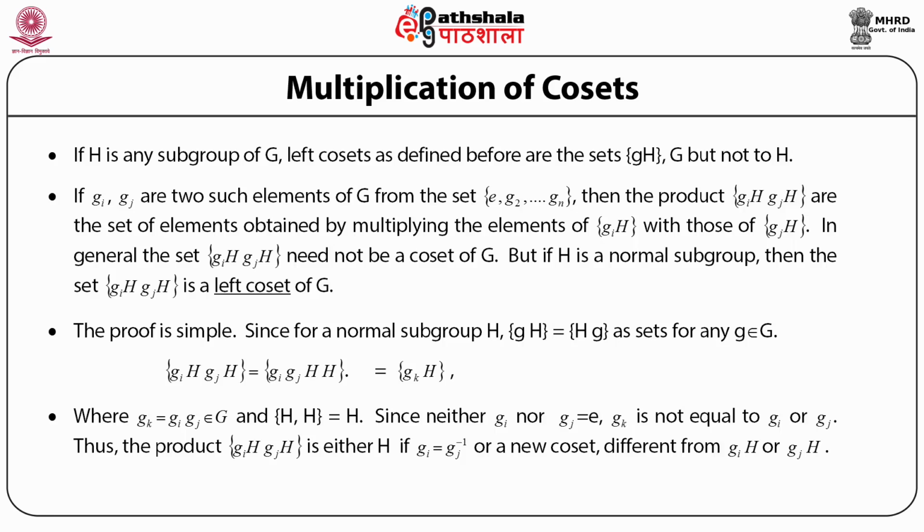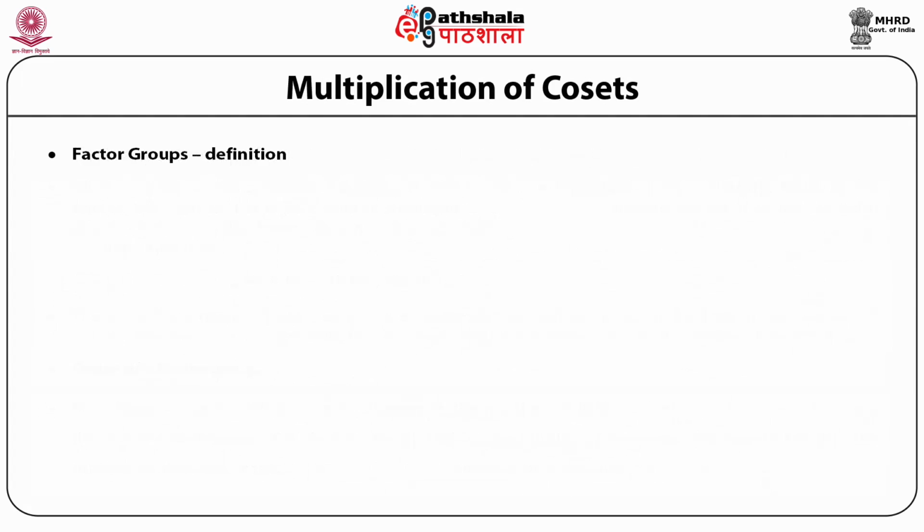Since neither gi nor gj is an identity element, gk is not equal to gi or gj. Thus the product giH gjH is either H if gi is equal to gj inverse, or a new coset different from giH or gjH. Now we define the factor group, and first the definition of the factor group.